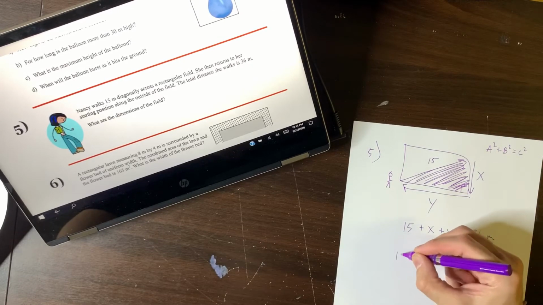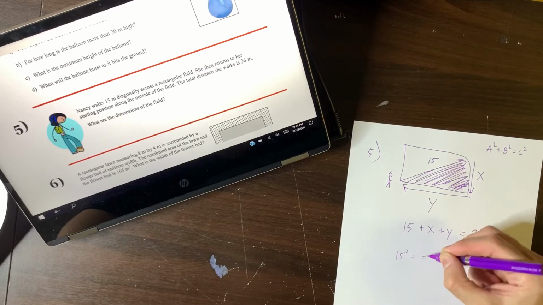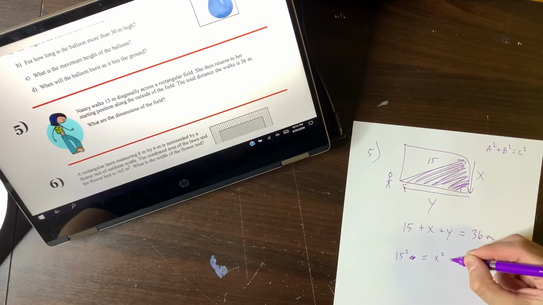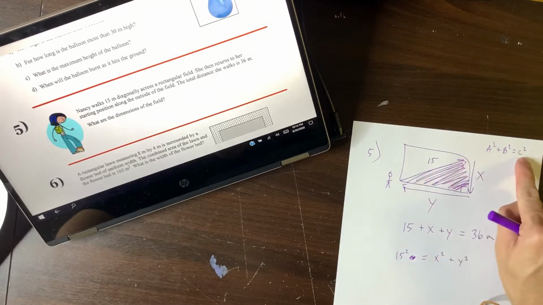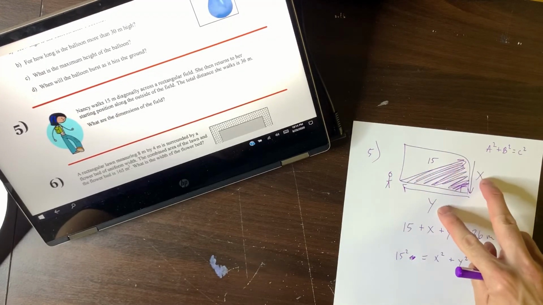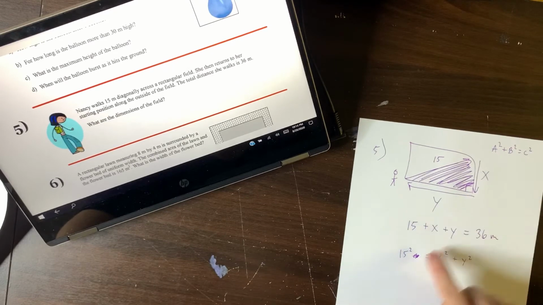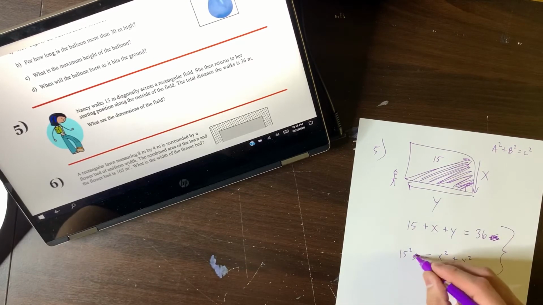So then we can go 15 squared equals x squared plus y squared. Remember that? A squared plus b squared equals c squared, where c is the hypotenuse and the legs are interchangeable because it's addition. So this here becomes a system. Don't really need the m for now. So this becomes a system.